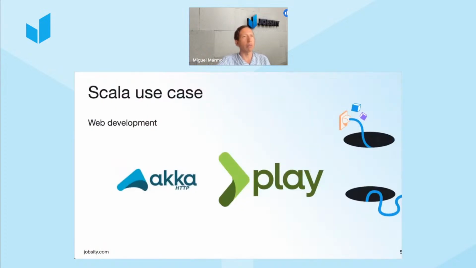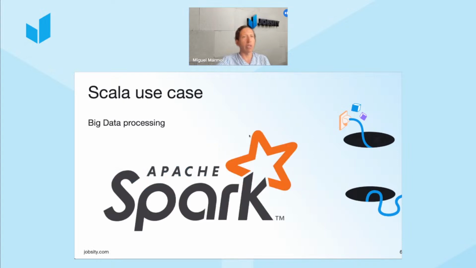So I'm going to talk about the Scala use cases. In web development, Scala is used for building web applications and RESTful APIs. Frameworks like Akka HTTP and Play are popular choices for Scala web development. Another use case of Scala is big data processing. Scala, along with the Apache Spark framework, is widely used for big data processing and analytics.